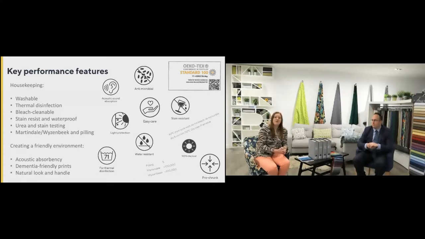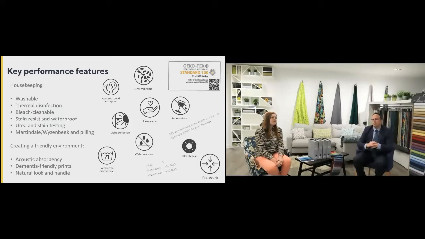Yeah. So we've gone through all of these durability tests that we've talked about, if you like. Yeah, all the boring stuff. But I think, on top of that, there's the environment now. More and more, top designers get involved with care home groups and care homes, and the acoustic sound absorbency of a fabric, the dementia-friendly designs, looking at light refraction values on upholstery fabrics. Natural looks and handles, making things feel more homely.